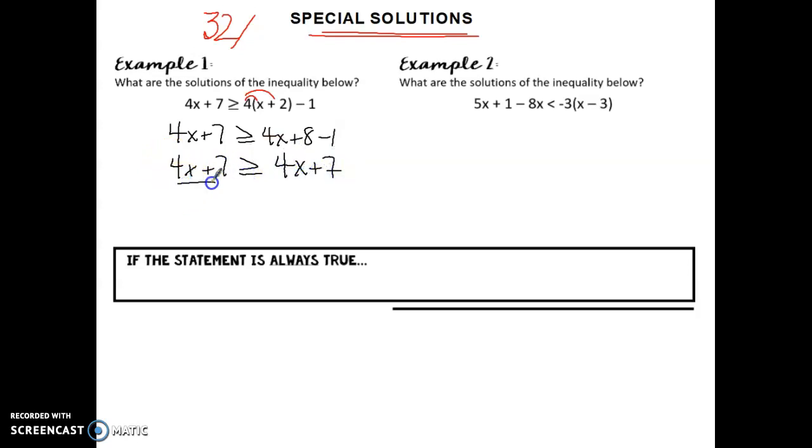Wait a minute. The left-hand side equals the right-hand side, which means it doesn't matter what I pick for x, the left-hand side will always equal the right-hand side, which makes this inequality true because it had that little equal sign right there. Let's try example 2.